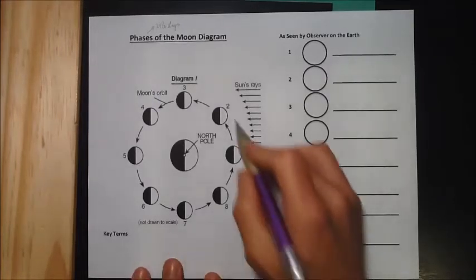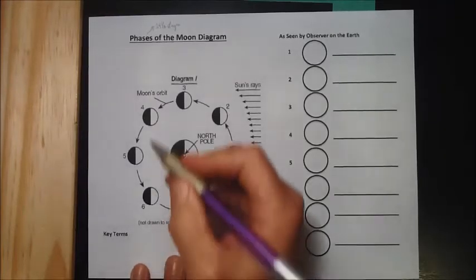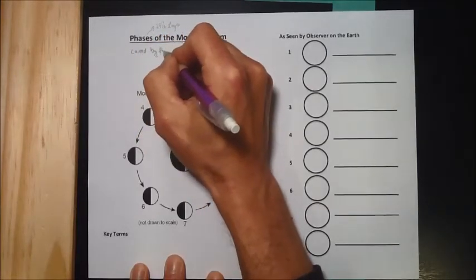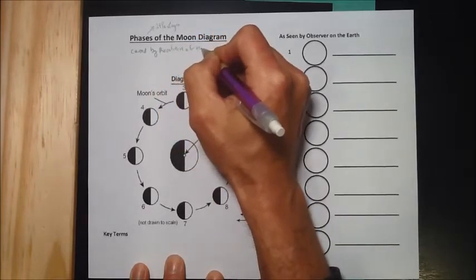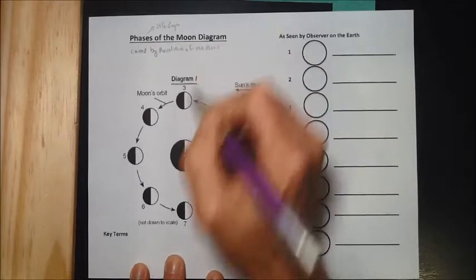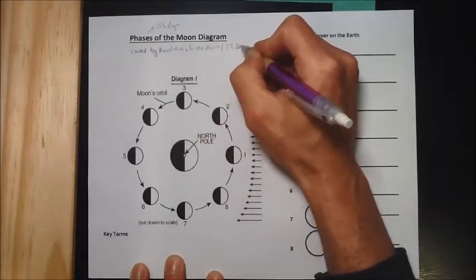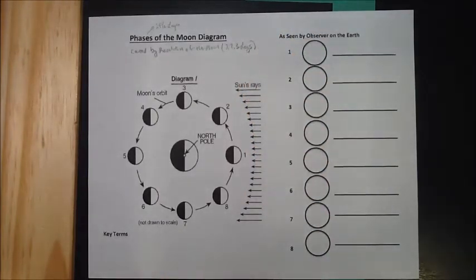Obviously, one of the things that this model is showing is that the moon is revolving or orbiting around the Earth. And if they ask you why we see phases of the moon, you should know that it's caused by the revolution of the moon around the Earth. The revolution only takes 27.3 days, and honestly, that's something that you can find on the Earth Science reference tables.